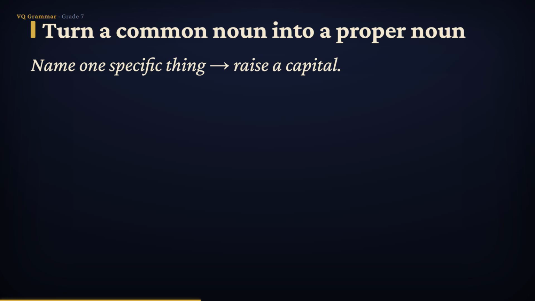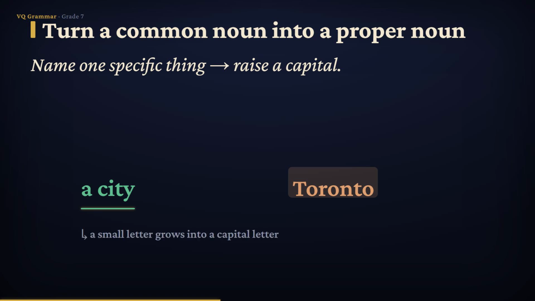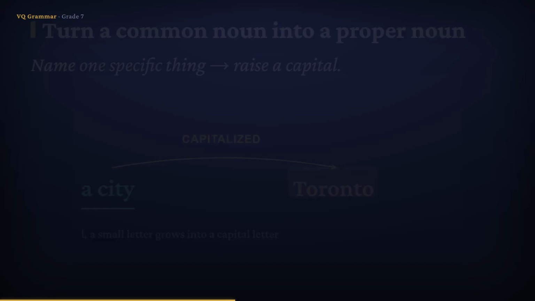Watch this transformation. Start with a common noun, a city. It could be anywhere. Now let's name one particular city, Toronto. Two things changed. The vague word city became one specific place, and a small letter grew into a capital T. That capital letter is the whole point. When a noun names something specific, we lift its first letter to a capital. Common to proper, and the capital letter does the work.